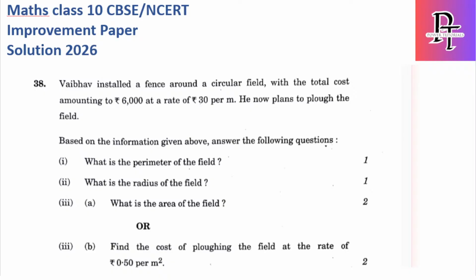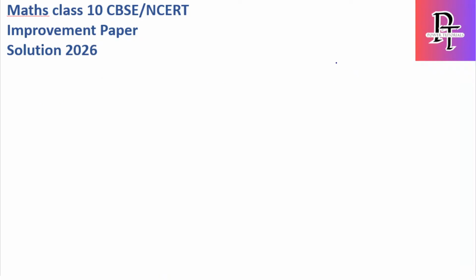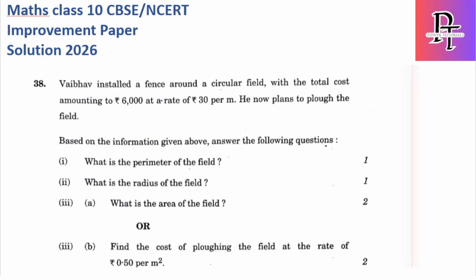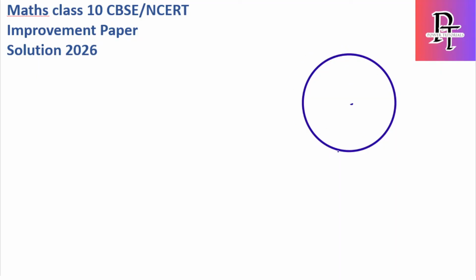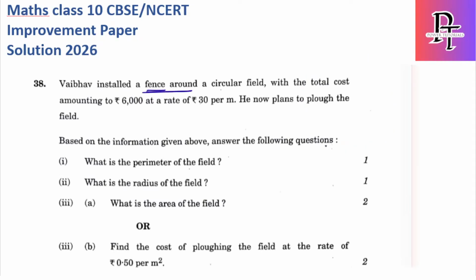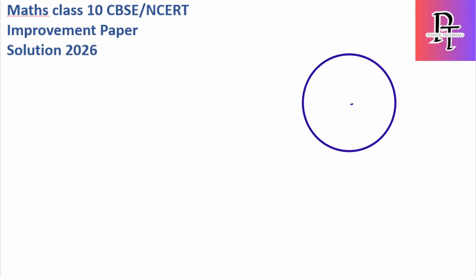If you notice, they are saying that we have a circular field. We don't know the radius or anything, but they are saying the total cost to fence it completely. What is a fence? Fence is the outside part, which is nothing but the perimeter. So we simply have to use the perimeter formula and solve this question. The first question itself is asking about the perimeter.